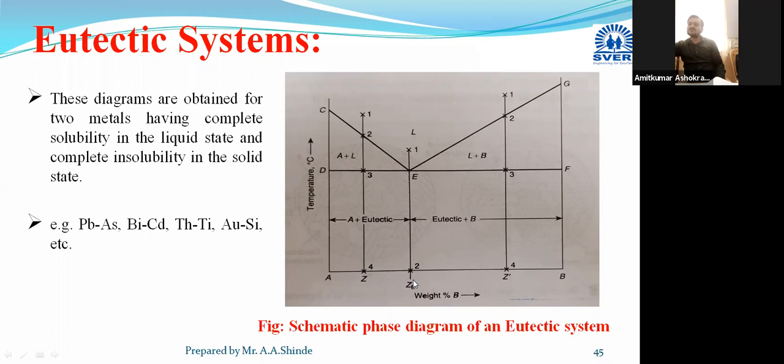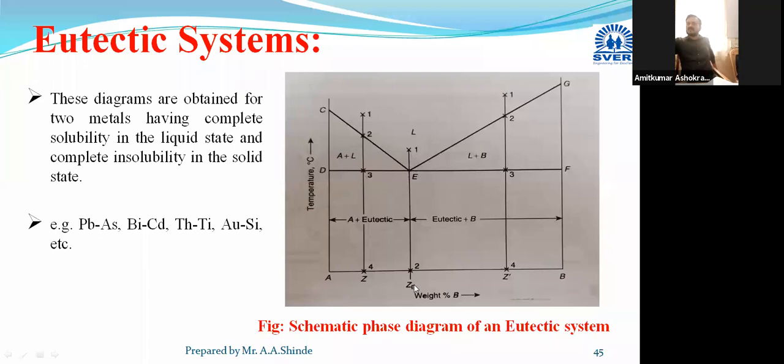If an alloy has composition more than this eutectic composition, it will come towards the right side of this point E, then it will be a hypereutectic alloy. The microstructural changes during cooling of a hypoeutectic alloy I have already explained, and I will move forward with the cooling of an eutectic alloy, having exactly the eutectic composition.